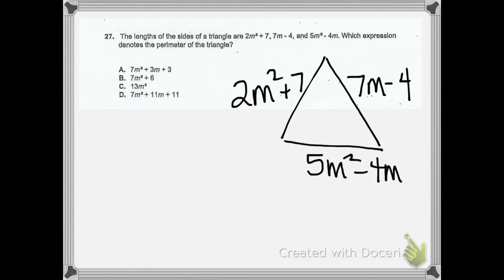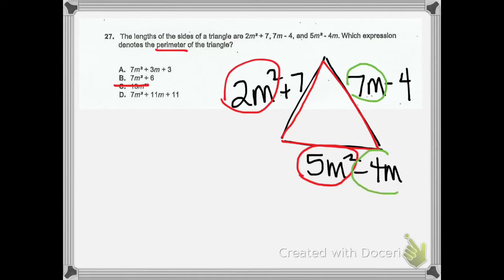Number 27. The lengths of the sides of a triangle are 2m squared plus 7, 7m minus 4, and 5m squared minus 4m. Which expression denotes the perimeter? Now remember, perimeter is the distance around a shape. So to do that, you want to add. And remember, you can only add like terms. So I'm going to start with my squares. If I add 5m squared and 2m squared, that's going to give me 7m squared. So that eliminates C. And then I want to add my m's. If I add my m's, that gives me 7m and negative 4m. So 7 plus negative 4 is 3m. So that would have to be answer choice A, because B doesn't have 3m, nor does D.